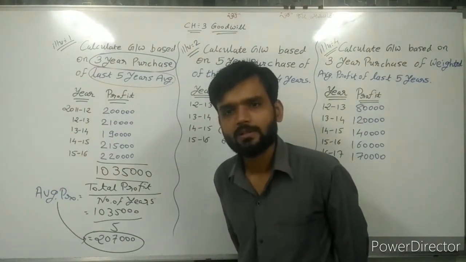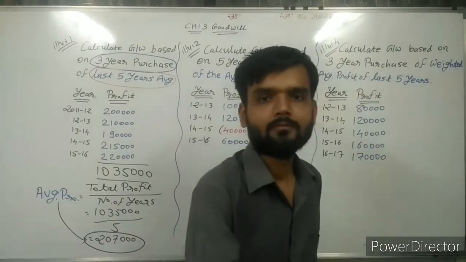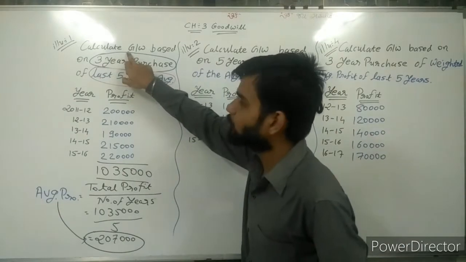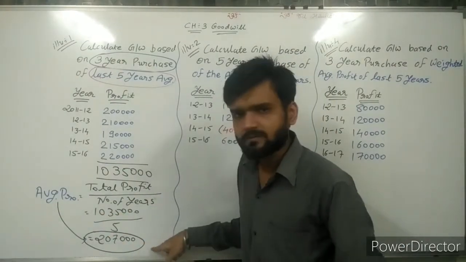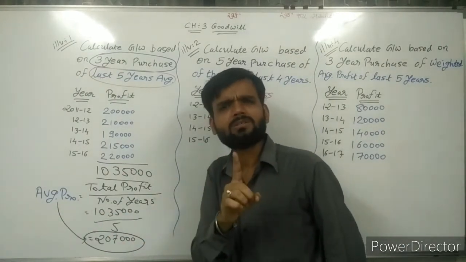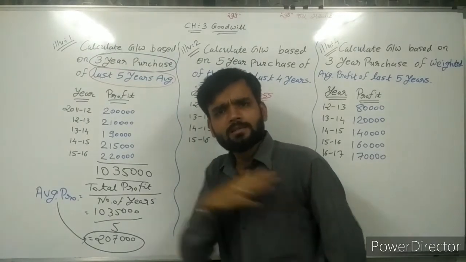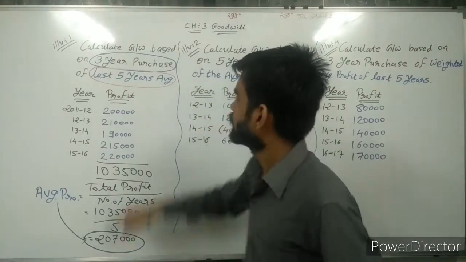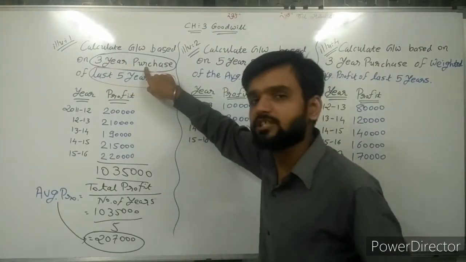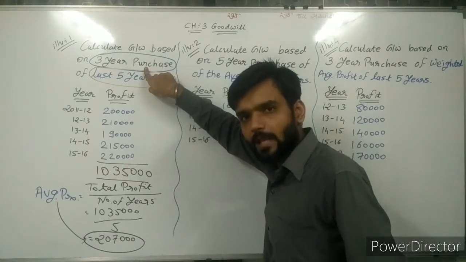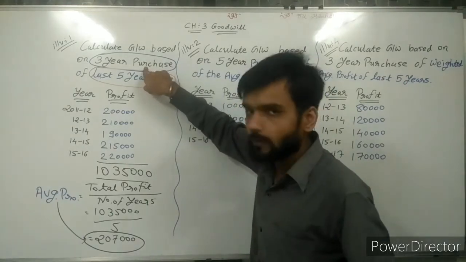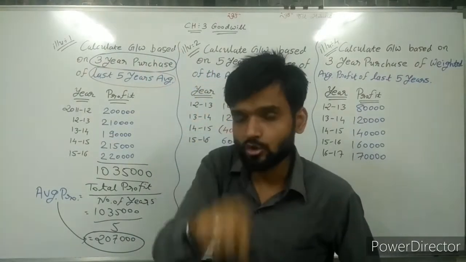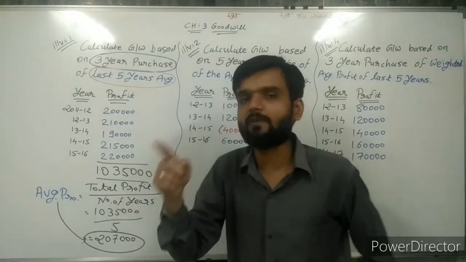Now think, sir, what you need? We need goodwill. Sir, how can we find goodwill? Now, 3-year purchase information is used. So goodwill on the basis of 3-year purchase. On this basis we can find goodwill.